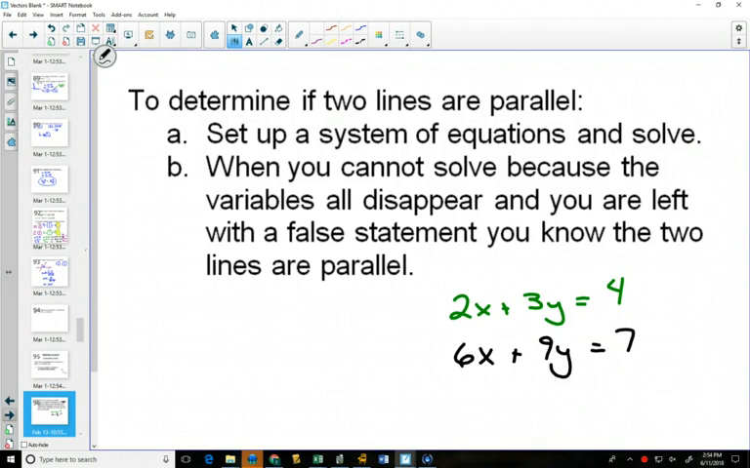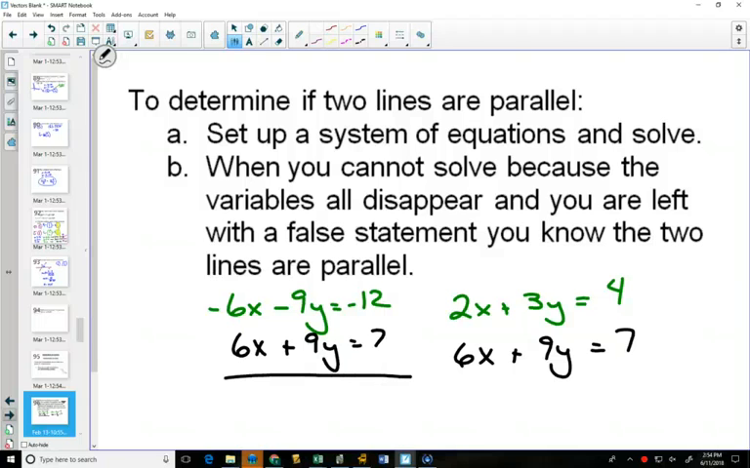They never intersect. If you try to solve them, for example with elimination, if I would multiply my top line by a -3 and keep my bottom line the same, and I add those together, I get the common fact that 0 is equal to -5. No, 0 plus 0. 0 plus 0 equals -5.